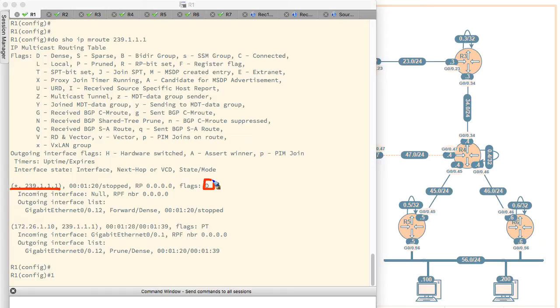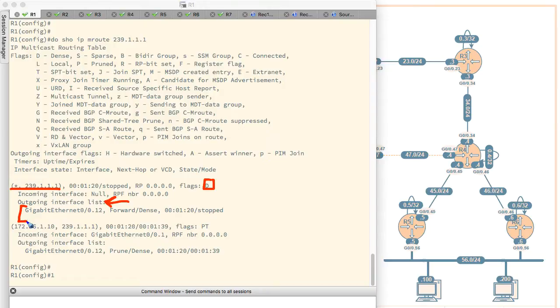Number one, it is a dense mode group. If you want to know if a group is dense mode or sparse mode, this entry will tell you that this is a dense mode group. The next thing: because this is the first hop router, look at the OIL, the outgoing interface list. It should have all of the interfaces connected to other PIM neighbors. So essentially you need to flood to all of those neighbors.